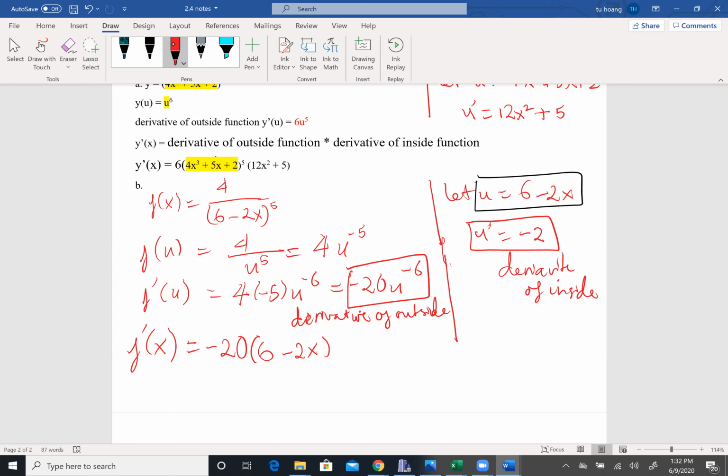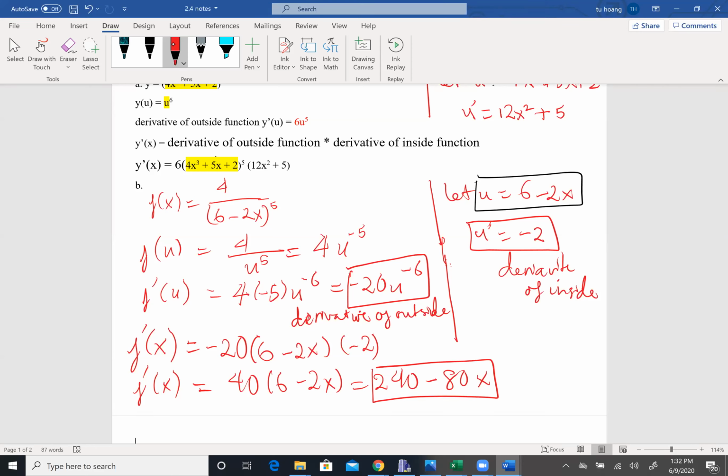So you're going to multiply by the derivative of the inside function, which is negative 2. And you're going to combine and simplify it. You're going to get 40 times 6 minus 2x. Or if you do distribution, you will get what? 40 times 6 is 240 minus 80x. And that should be the answer of this derivative.